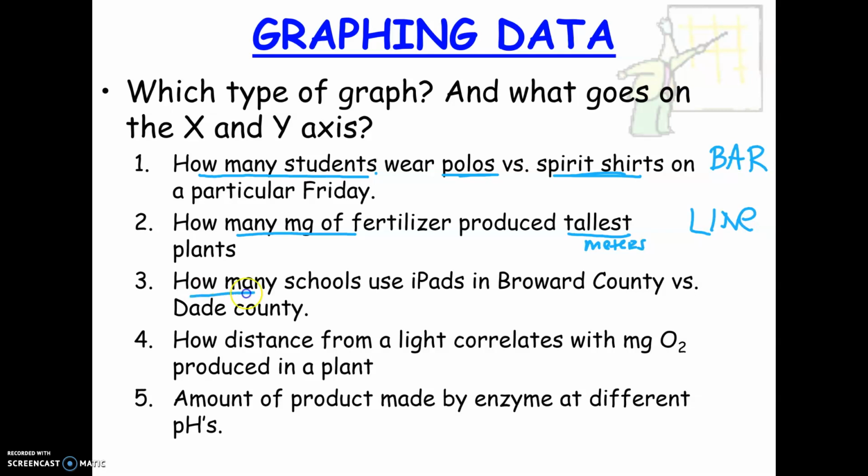Next, the number of schools, so that is a number, using iPads in Broward County versus Dade County. So we're comparing counties. This is going to be a bar graph because the county is not numerical.